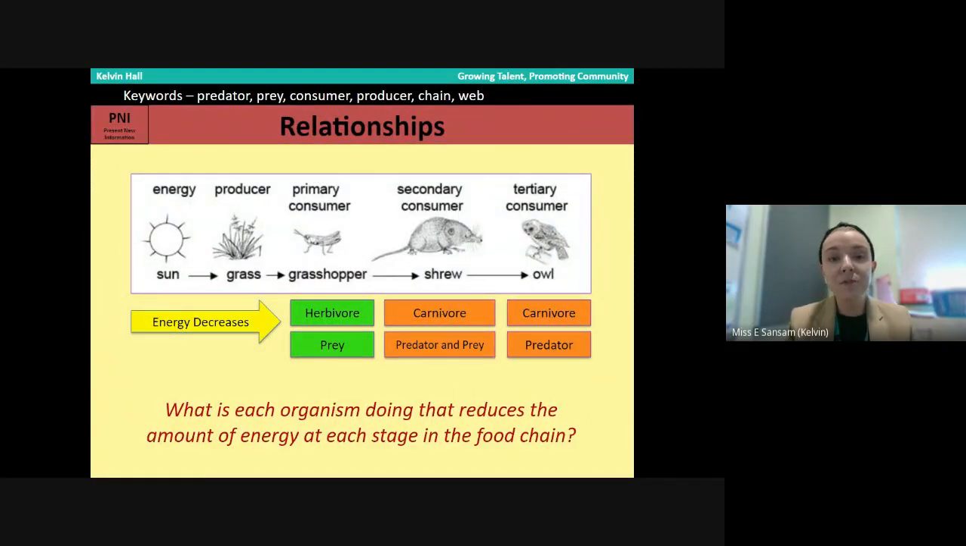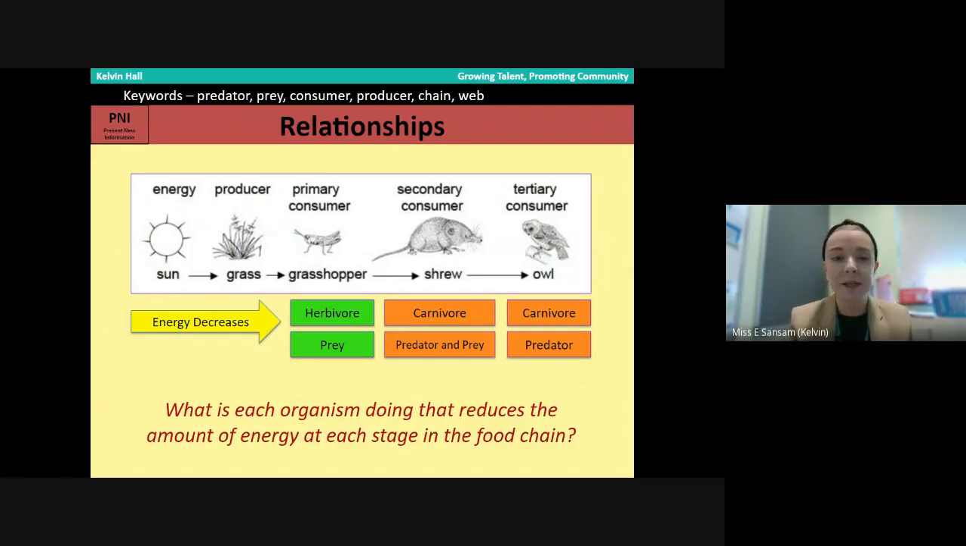Again, just introducing some new keywords for you, Year 6. So my example of a food chain on this slide is the sun to grass, to grasshopper, to shrew, to owl. Now, the energy for all food chains comes from the sun, but we don't tend to put the sun on every food chain just because it's not needed.